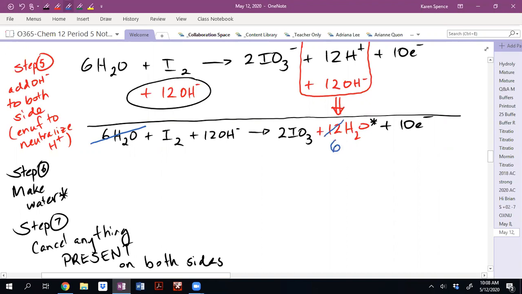Now, technically, you could just leave this like this. It might be nice if you rewrote it. So rewriting the whole thing, we have I2, without the waters, which are now gone, canceled out, plus 12 OH minus goes to 2IO3 plus 6 H2O, and we still have our 10 electrons. And if you go through and check everything at this point, it should still work.